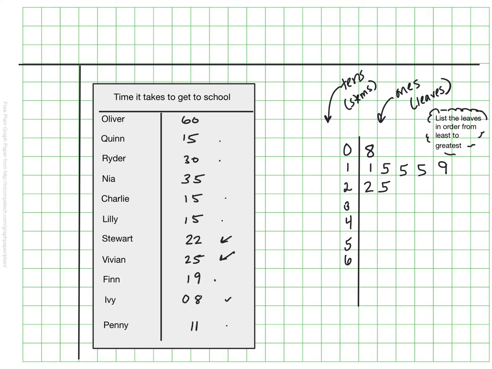For my 30s, I have Ryder and Nia, and Ryder has no number in his ones place. I'm going to put a 0 there, and Nia has a 5. So that represents 30 and 35.